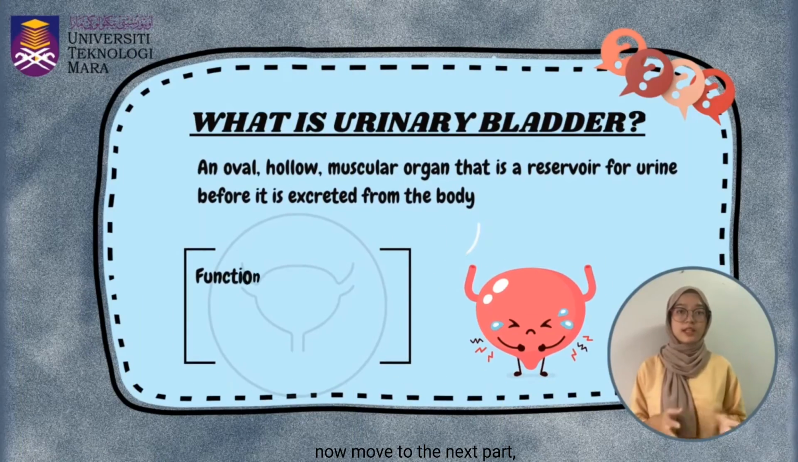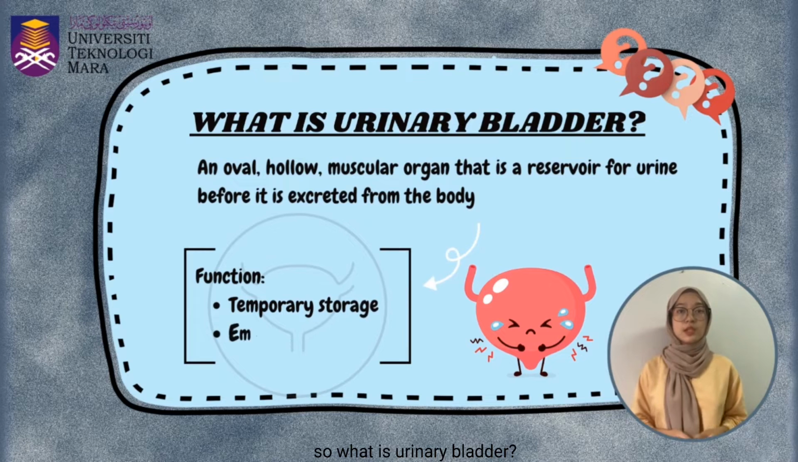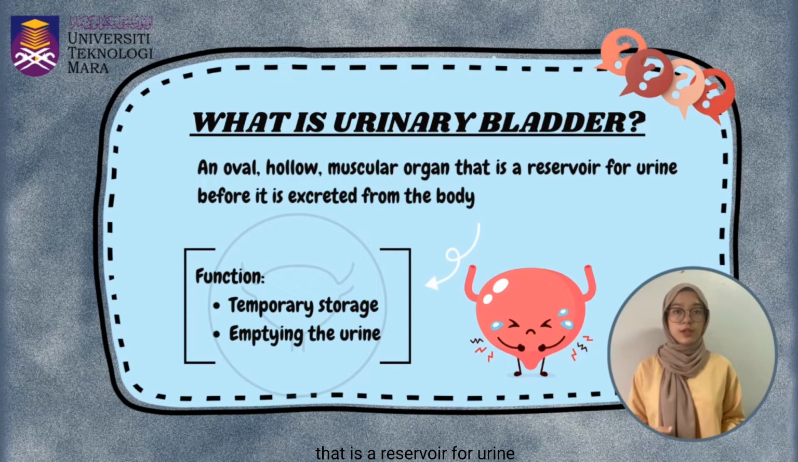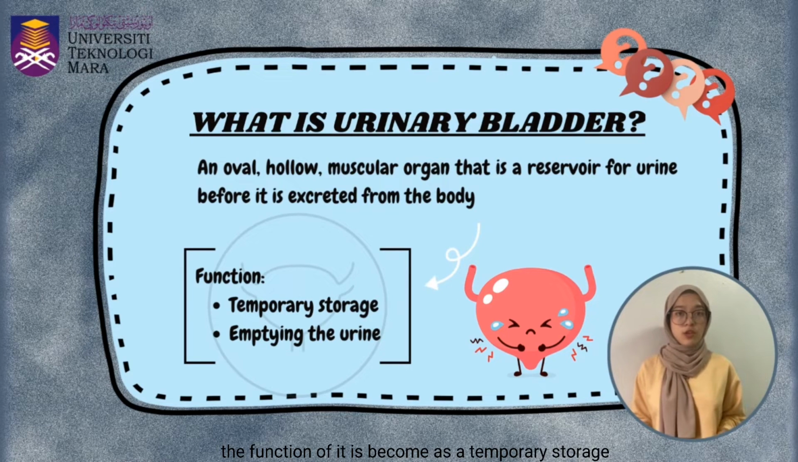Now, move to the next part. So, what is the urinary bladder? The urinary bladder is an oval, hollow, muscular organ that is a reservoir for urine before it is excreted from the body. Its function is temporary storage and emptying.